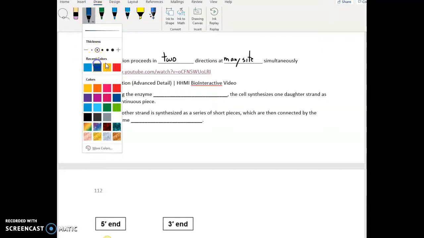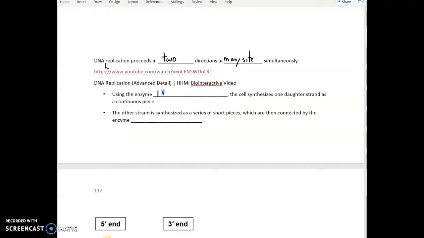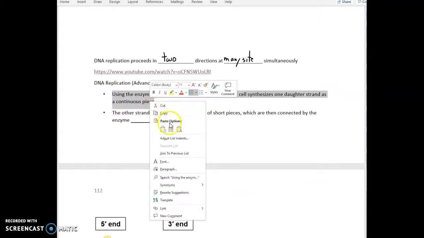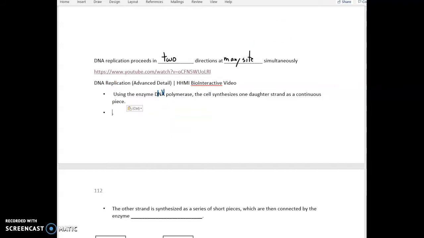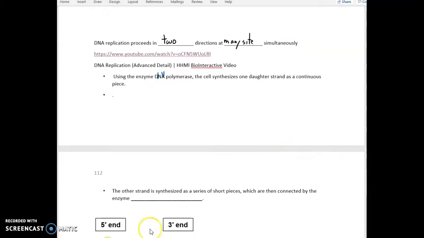We've got an enzyme, DNA polymerase, that's able to synthesize the daughter strand in one piece. And the other strand is synthesized as a series of short pieces that are then put together.